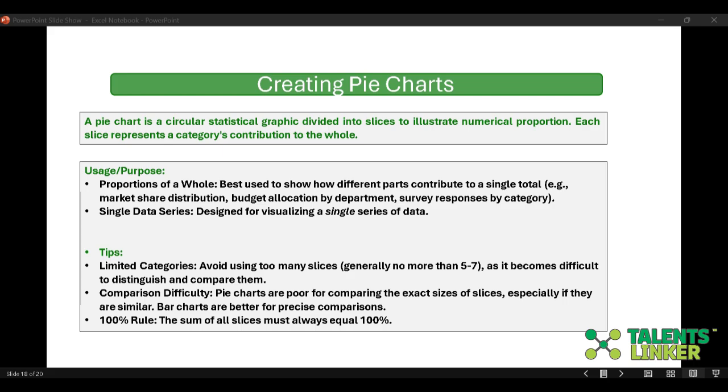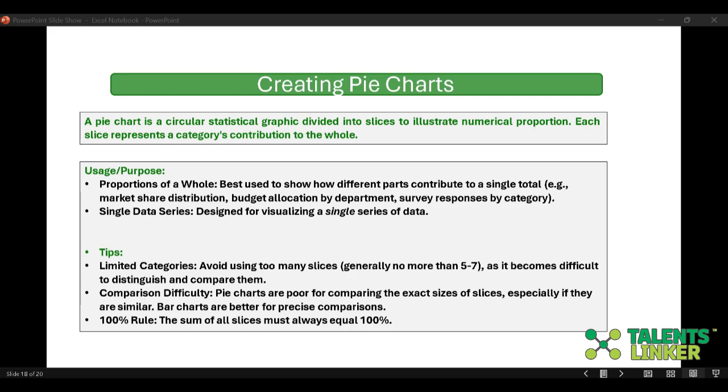A pie chart is a circular statistical graphic divided into slices to illustrate numerical proportion. Each slice represents a category's contribution to the whole. So what's the purpose? Proportions of a whole. It is best used to show how different parts contribute to a single total, for example, market shares, distribution, budget allocation by department, and survey responses by category. It is for single data analysis, designed for visualizing a single series of data.